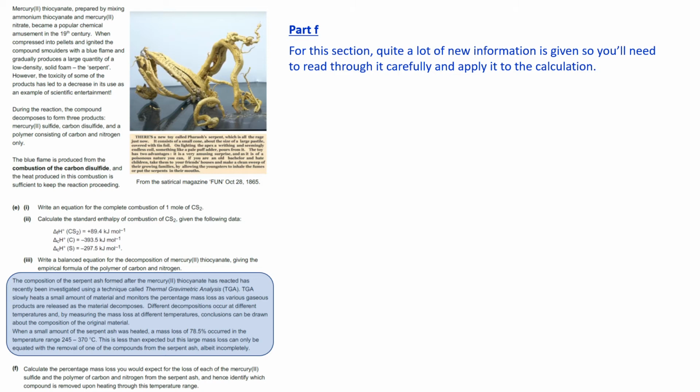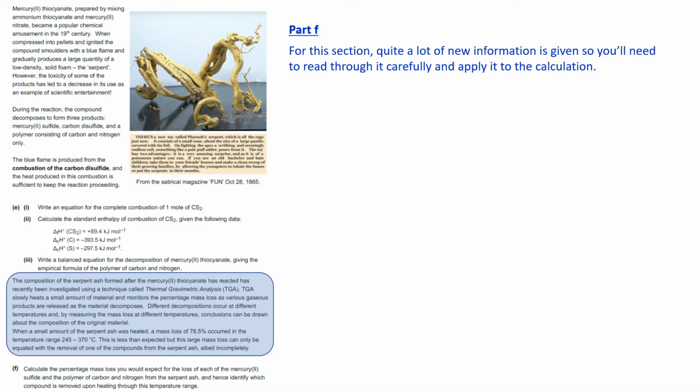This basically means slowly heating a small amount of material and monitoring the percentage mass drops as various gaseous products are released as the material breaks up or decomposes. So different decompositions will happen at different temperatures, and by measuring the mass loss at these temperatures, conclusions can be drawn about the composition of the original material.